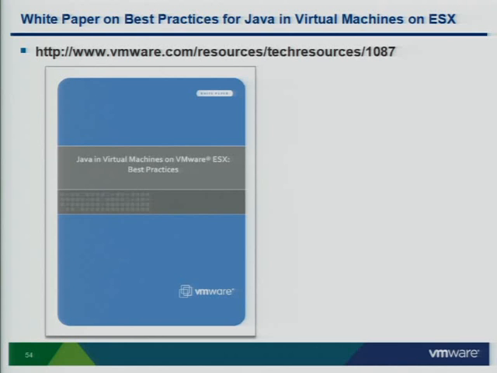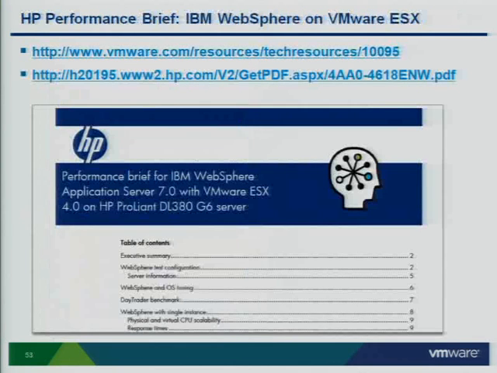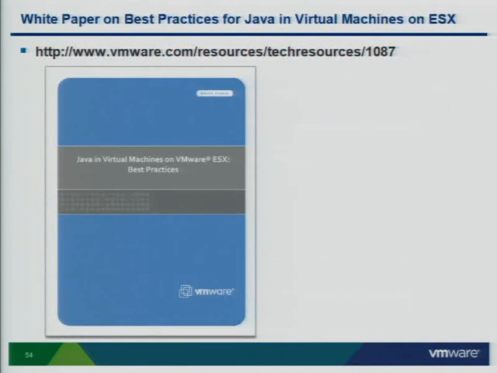You can get this at vmware.com/resources/tech-resources1087, or just search for Java best practices on vmware.com. And also have a look at Ramesh's paper here that he mentioned to you, which is also on vmware.com, resources, tech resources. Go to vmware.com and search for performance brief for IBM vSphere.